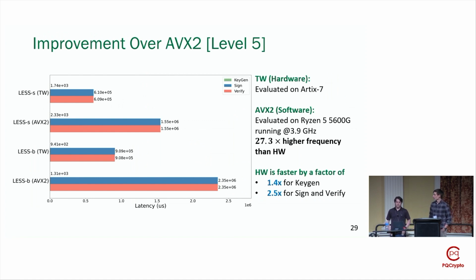All right, so that brings us to the results for the algorithm as a whole. First, we'll start by comparing with the software implementation. This is comparing our work, signified by "this work", with the optimized AVX2 implementation running on a Ryzen 5 CPU, whereas our hardware is running on a relatively inexpensive Artix-7 FPGA. The clock frequency is limited by the clock frequency of RF. The CPU is running at 3.9 gigahertz, and our hardware is only running at 142 megahertz.